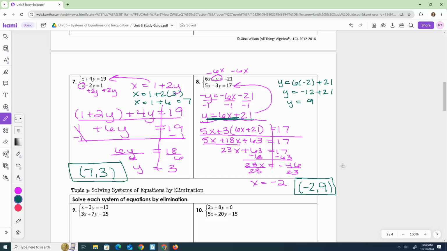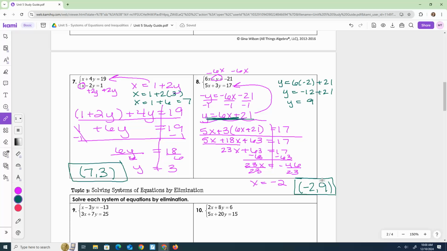Okay, so we've reviewed graphing and we reviewed substitution. Are there questions on either of those strategies? Okay, next thing. Pick one of the elimination problems, 9 through 12. Which one do you guys want me to do? I heard 9 first.